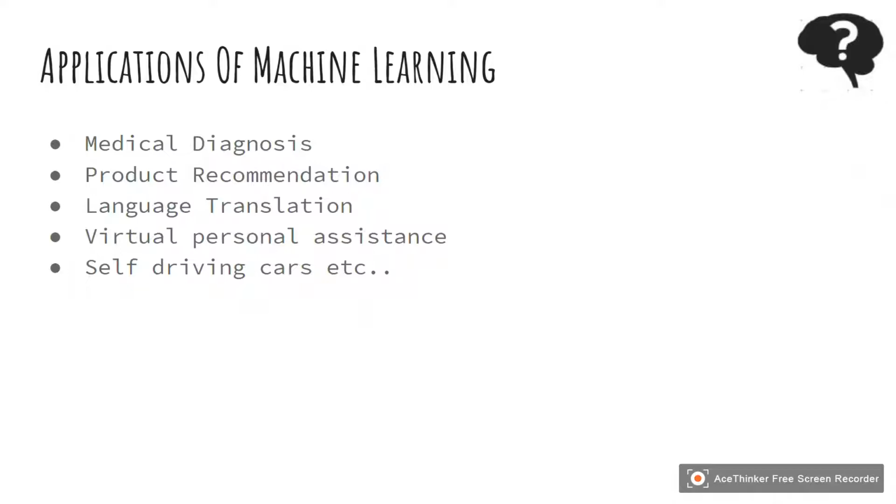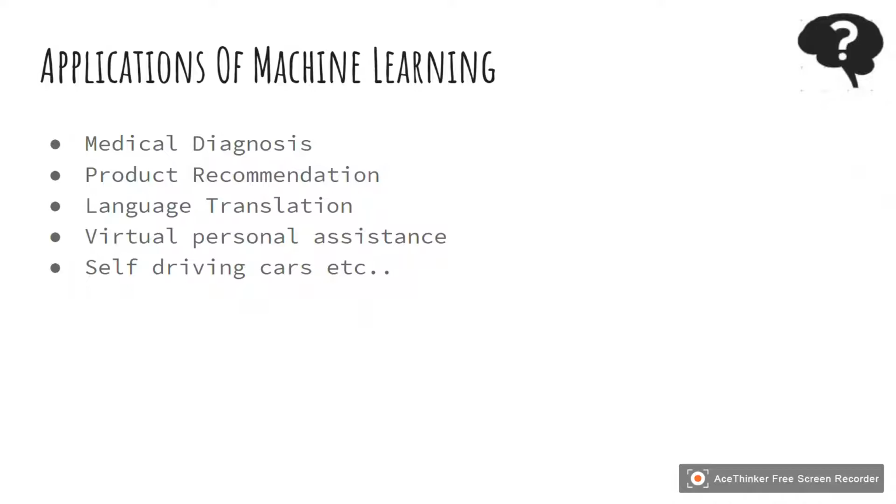Another area where machine learning is primarily used is language translation. Let's say you want to convert English to Hindi, or Hindi to English, or English to French. For language translation, primarily you would be seeing Google Translator. On the backbone, it's mostly based on machine learning.